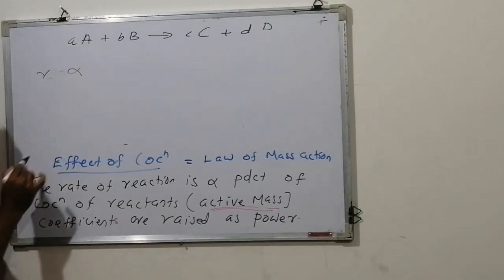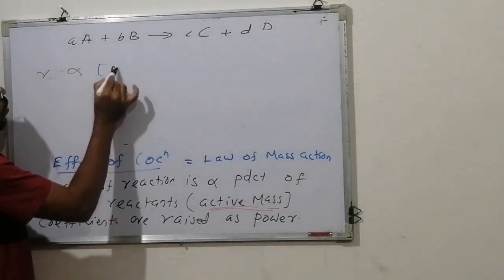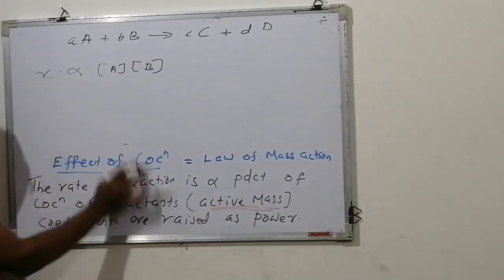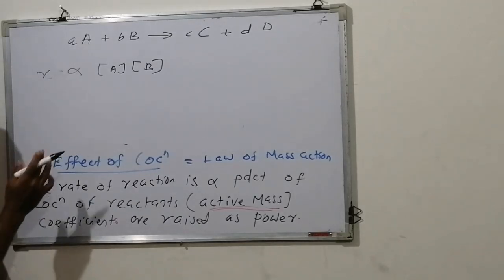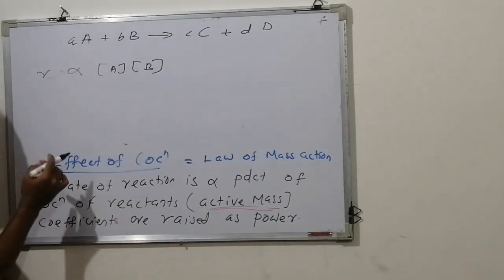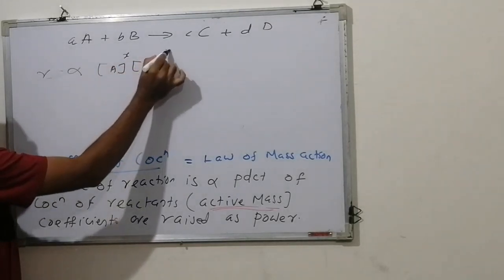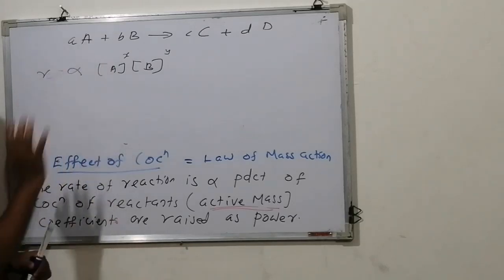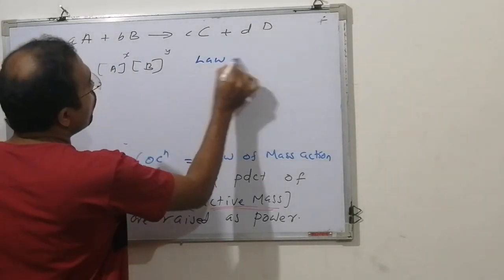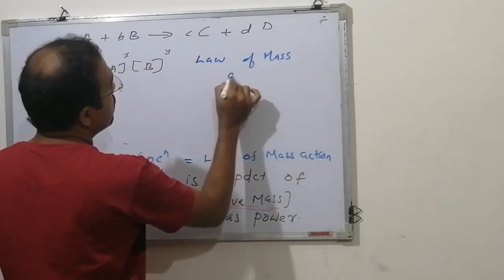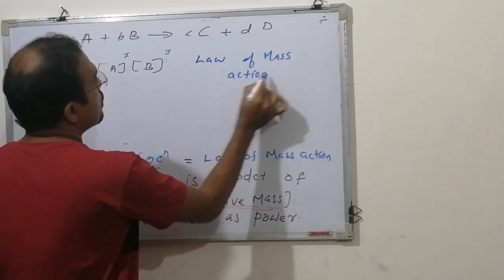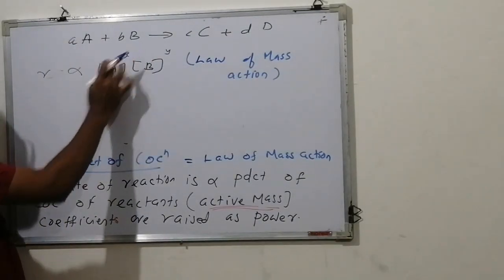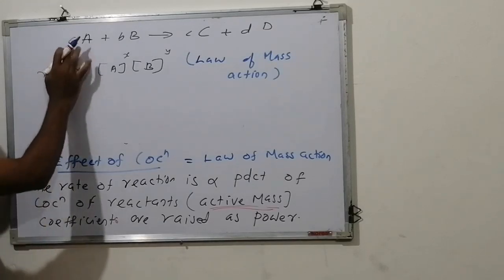this is the law of mass action, concentration of A and B, product of concentration of reactants. Not only that, the coefficient is raised as a power. Please be careful. I have written the coefficients as x and y. This is the law of mass action. Yes, this is the law of mass action. I will explain why I put x and y instead of a and b.